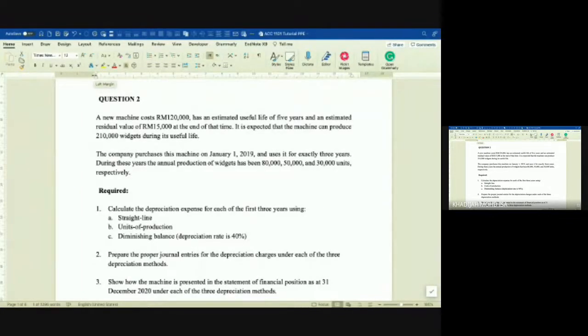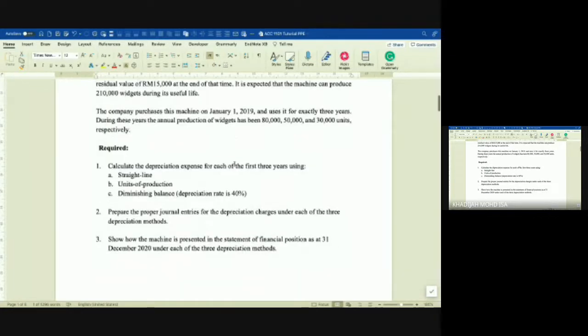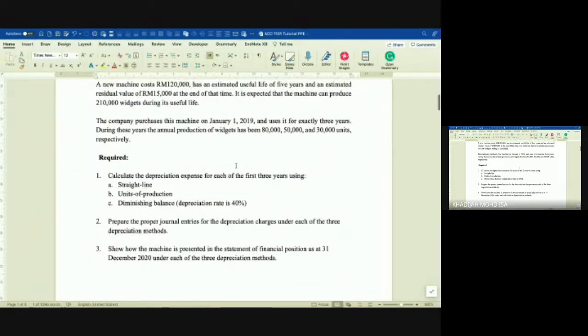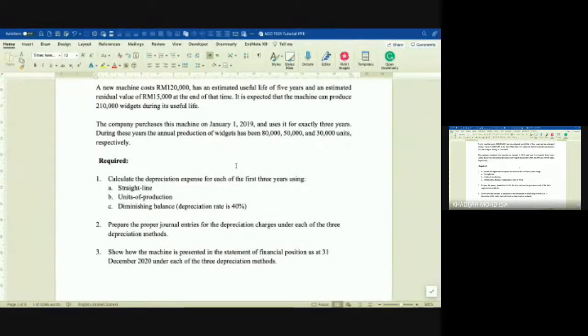So you are required to calculate the depreciation expense for each of the first 3 years using straight line, units of production, and diminishing balance. So you are going to show me how you actually compute the depreciation expense under the 3 methods. Number 2, prepare the journal entries for the depreciation charges under each of the 3 depreciation methods. So when you have journal entries, in order for you to record depreciation, what are the 2 accounts that will be debited and credited?